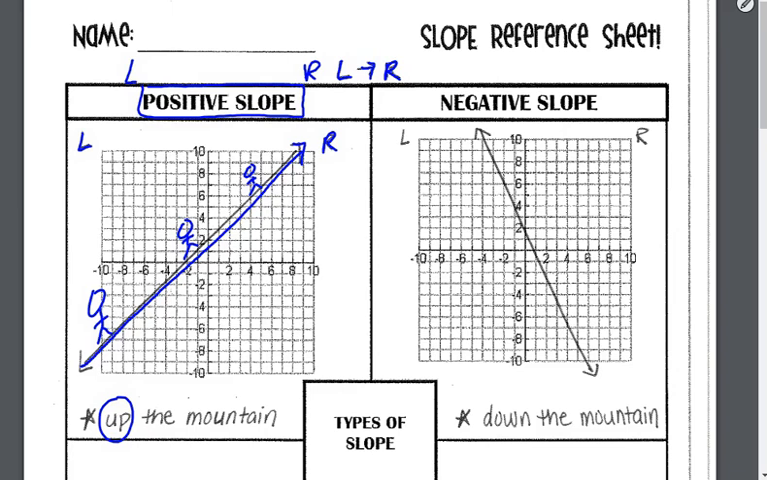Now the opposite, if we read the graph left to right and we go down from left to right, we have a person, maybe skiing down the slope. They're going downhill, down the mountain, so that's a negative slope.